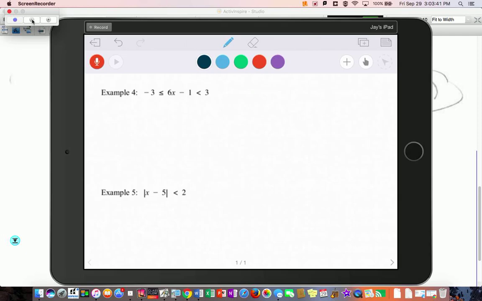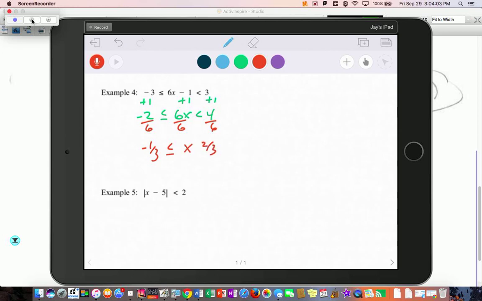This one's not bad either. It's just got a couple different symbols. So work down the middle. You will add 1 on all 3 spots, and you have negative 2. And then we can divide by 6. So I get that reduces to negative 1/3.